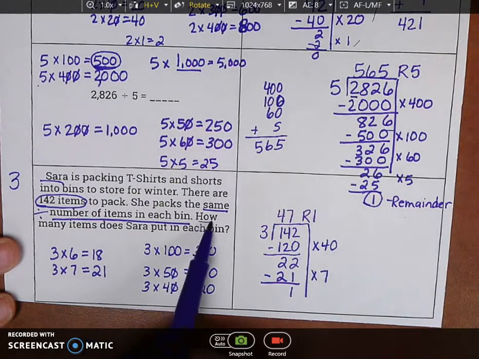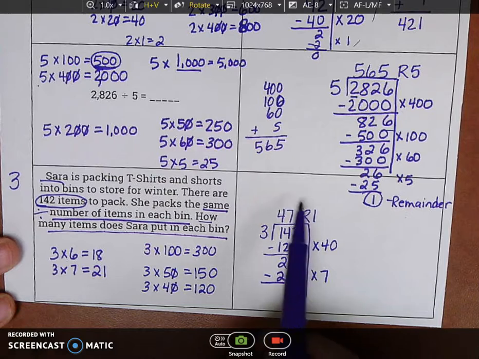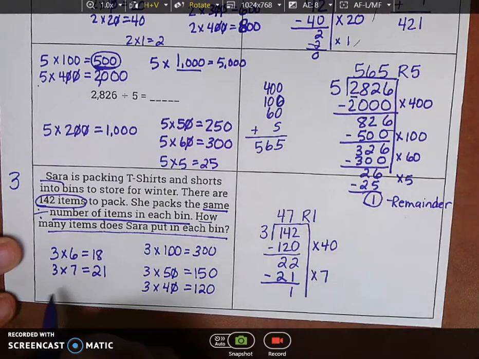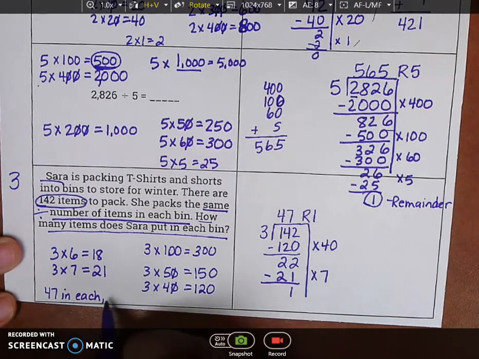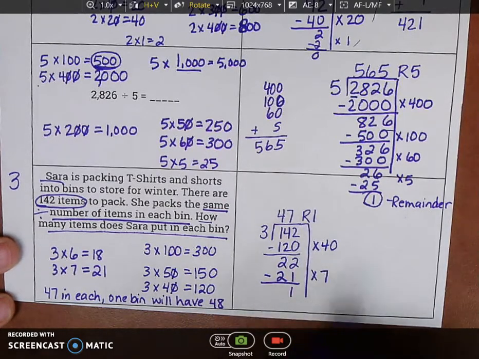But to answer my question, how many items does Sarah put in each bin? Well, she puts 47 in each bin, but there's going to be 1 item that's left over. So I would say 47 in each, but 1 bin will have 48, because that 1 there is going to go into it. So it'll be 47, 47, and 48.